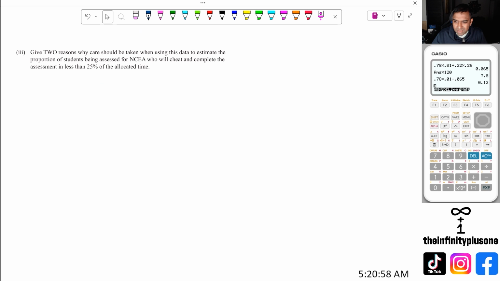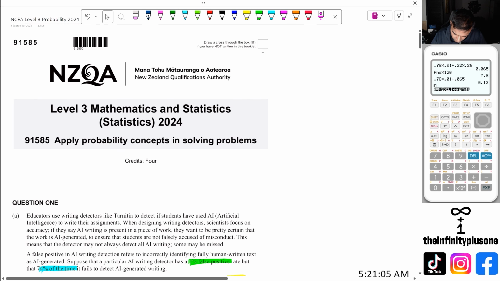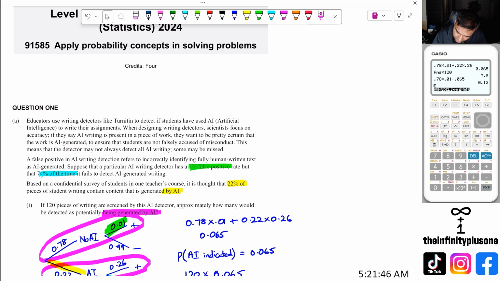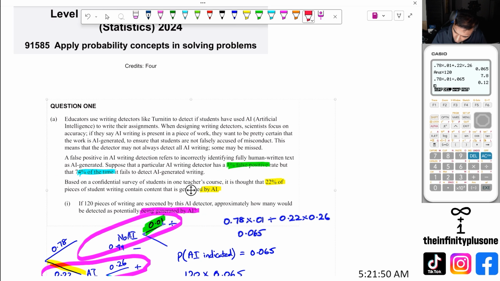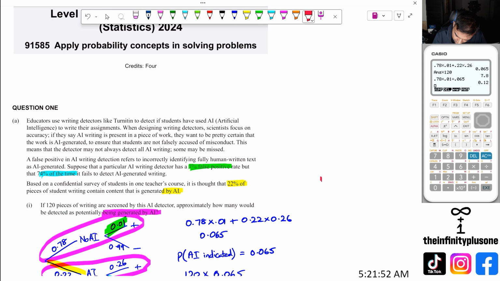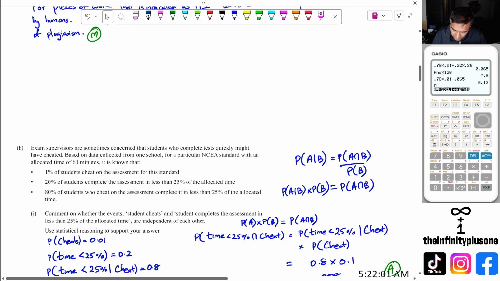Give 2 reasons. There's a few reasons we can actually give here. The first reason is that I think this was just collected in one school. Yeah, I think it is actually done in one school, because I think it says in one teacher's course there. So if you look at it right here, sorry, that's one terrible highlighter. So we've got this one teacher's course that we're actually looking from.